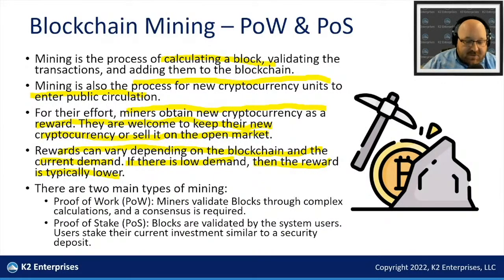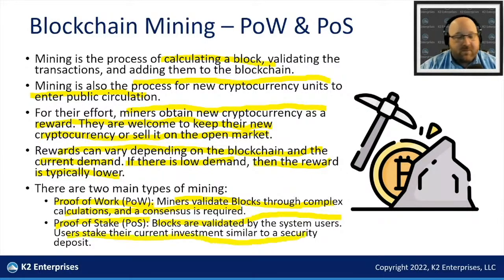Now, for mining, for settling transactions, there's two primary types. Actually, there's really mining and then there's staking. We'll discuss what those differences are here in a minute. The first is proof of work, or PoW, where miners validate blocks through complex calculations, and they use what's called the consensus protocol between multiple miners to verify that transaction. And then you also have what's called proof of stake. Blocks are validated through the actual users in the system themselves, and this is primarily an Ethereum thing. The users validate and process the transaction and then earn rewards based off of their staking of the Ethereum.